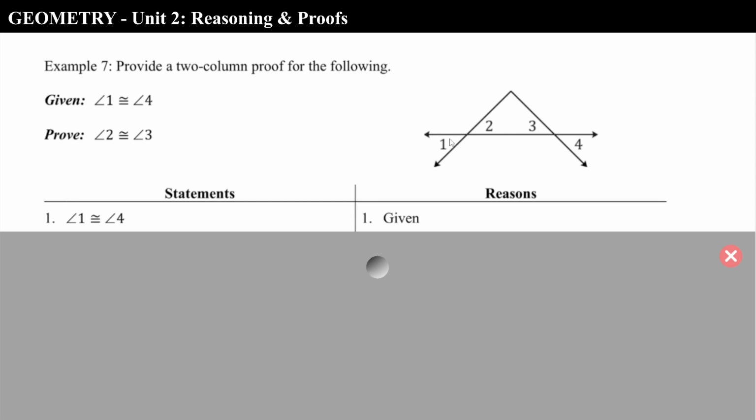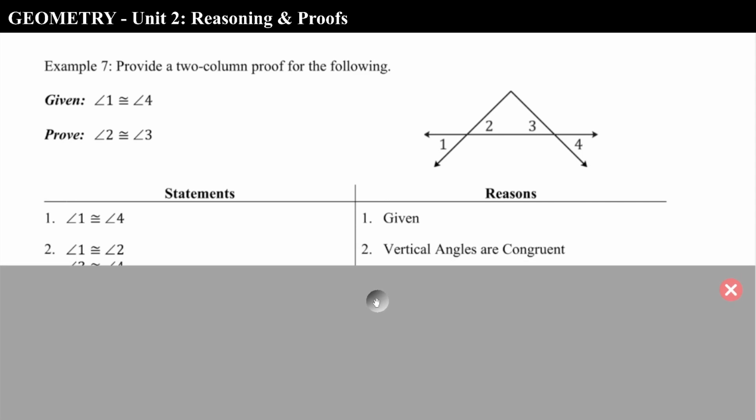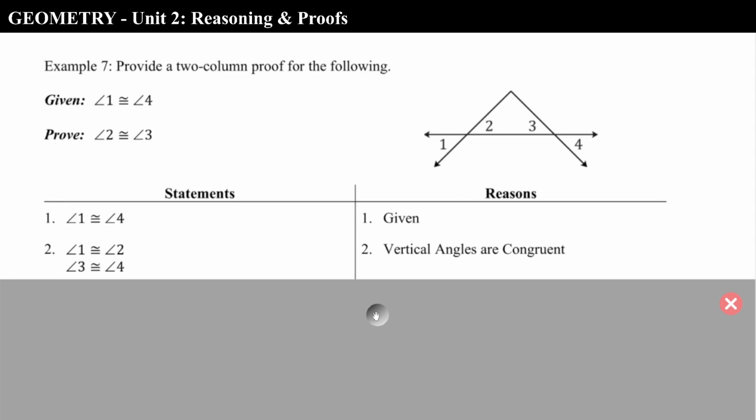Because what do we have here? We have vertical angles. That's something that I observed here. 1 and 2 are vertical angles, 3 and 4 are vertical angles. And we know that vertical angles are congruent. So therefore, angle 1 is congruent to angle 2, and angle 3 is congruent to angle 4. The reason being, vertical angles are congruent.